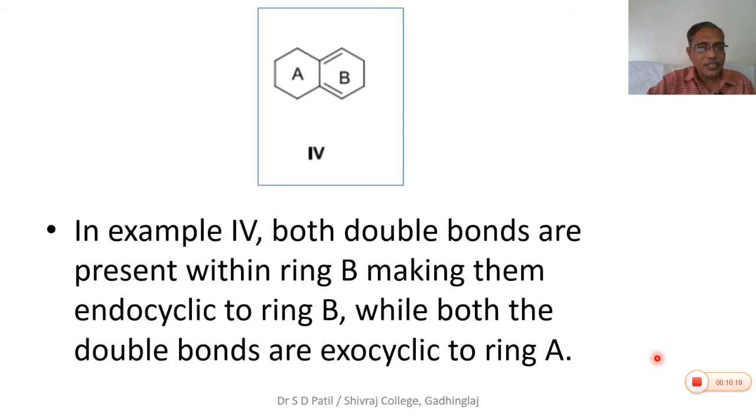In the next structure, structure number 4, both double bonds are present within the ring B. It is a homoannular diene, or the double bonds are endocyclic, making them endocyclic to ring B, while both the double bonds are exocyclic to ring A. This is ring A, one double bond is exocyclic, other double bond is also exocyclic. So both the double bonds are exocyclic to ring A.